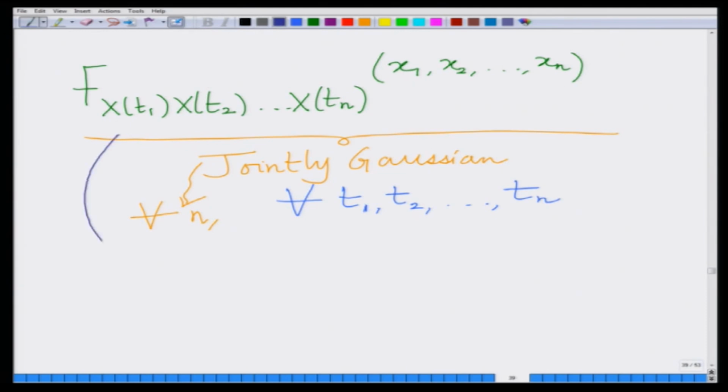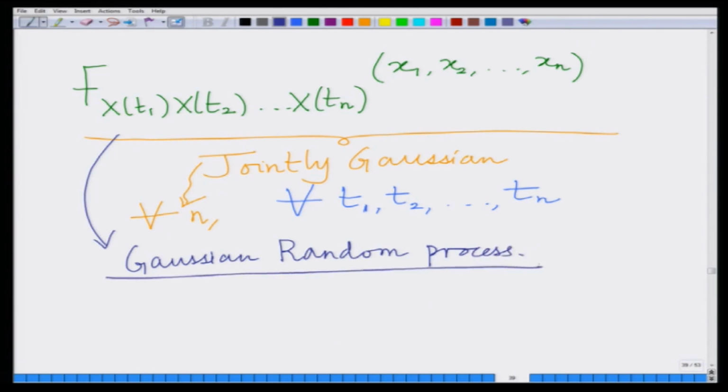Such a random process X(t) whose joint statistics at any set of time instants t1, t2, tn are Gaussian is known as a Gaussian random process. If the joint probability density function at any set of time instants t1, t2, tn is Gaussian, the random process X(t) is Gaussian.